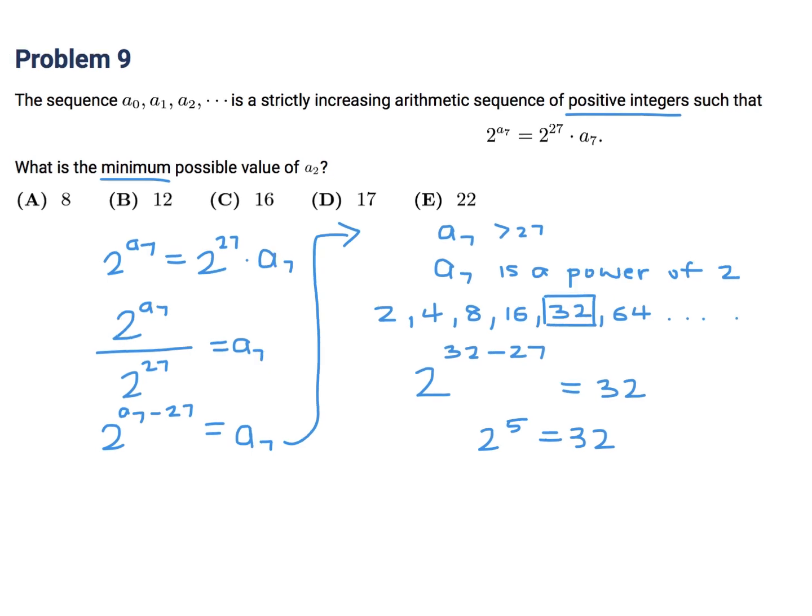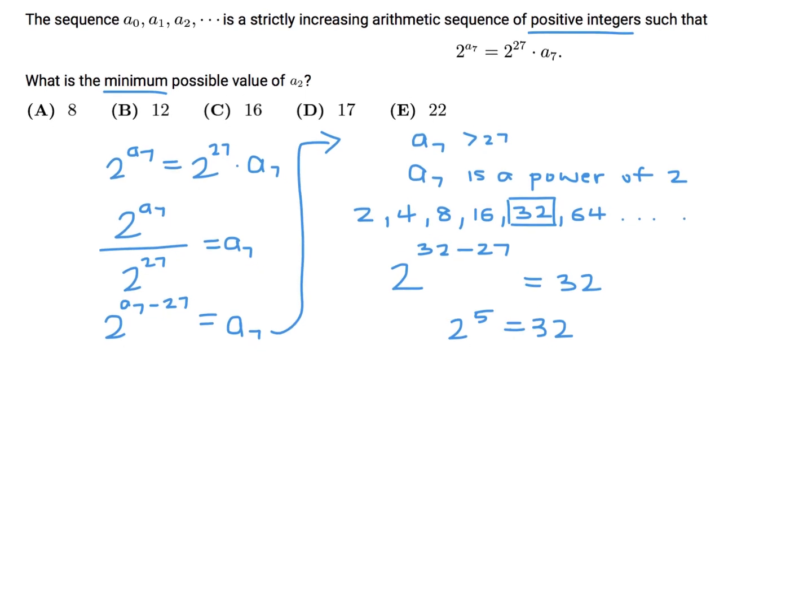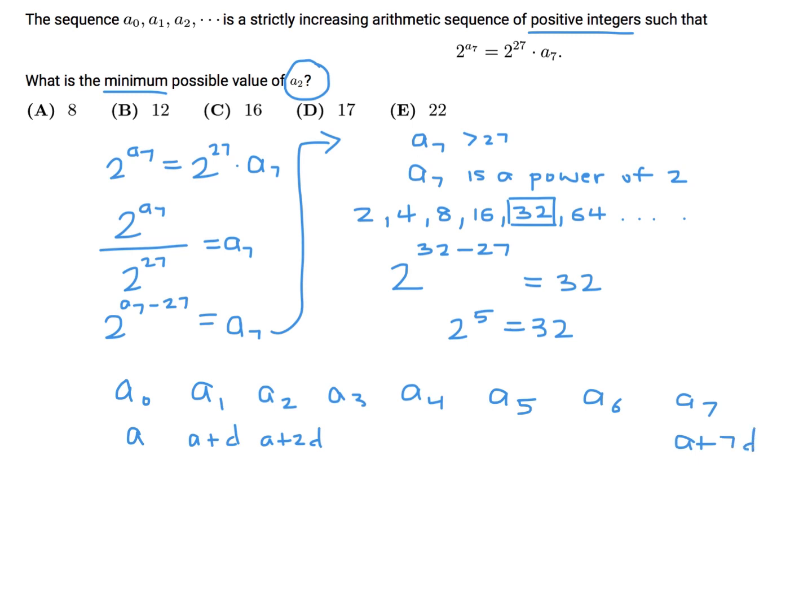Okay, where do I go now? What am I trying to do here, actually? Oh, A2. I have to figure out A2. Okay, so A0, A1, A2, A3, A4, A5, A6, and A7. If it's an arithmetic sequence, then this was A, this is A plus D, A plus 2D, and so on, right? And this would be A plus 7D. So A plus 7D is equal to 32. That is what I had concluded up here.